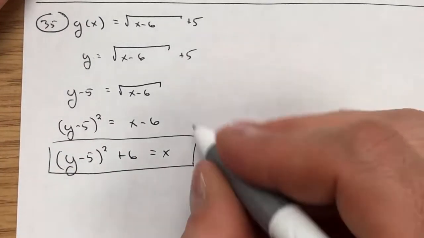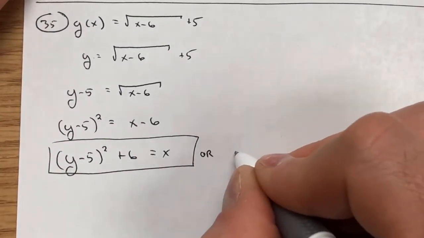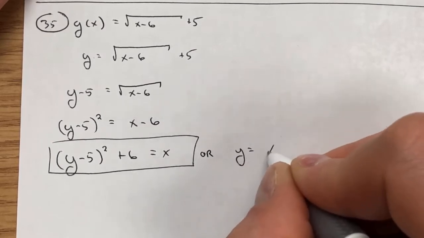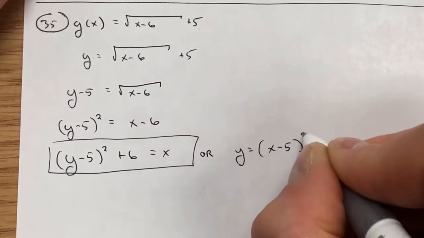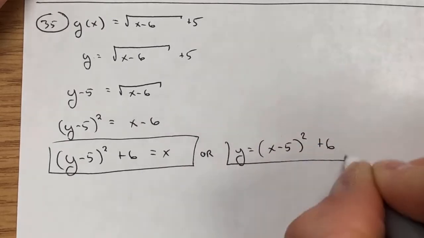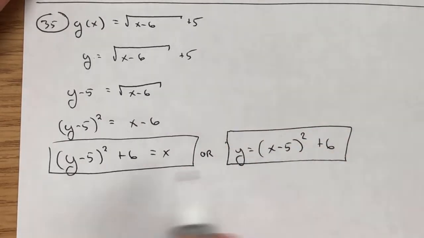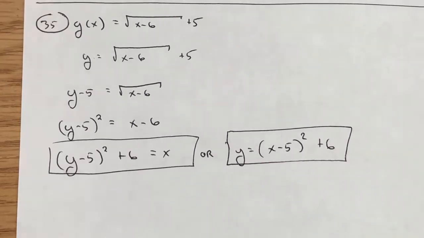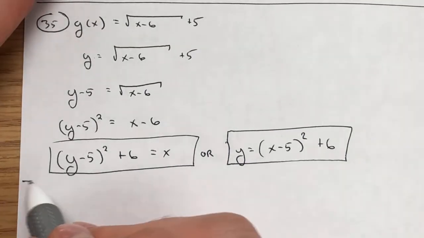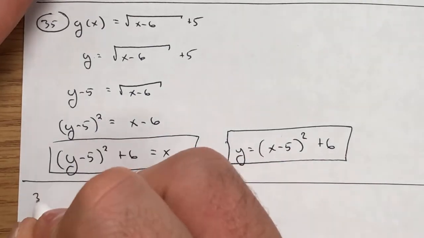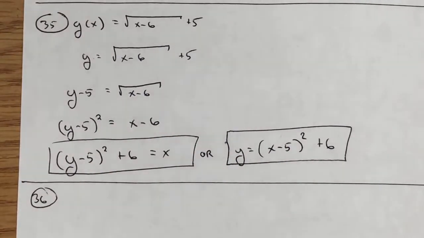However, the more common answer you might run into at this point is we rewrite it as y equals (x minus 5) squared plus 6. So again, however the script necessitates, I tend to write it like this. However, you will get some answers that say, hey, actually do go ahead and swap the x and y. Perfect. So let's put a line through that and move into number 36.